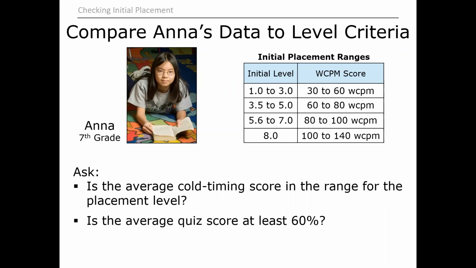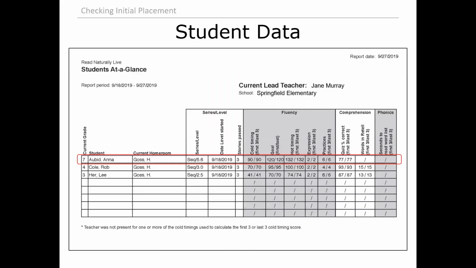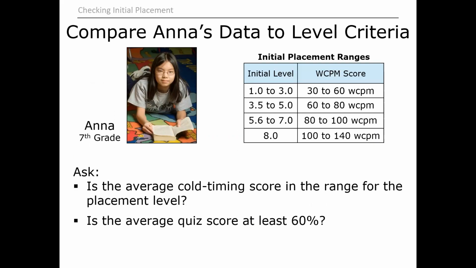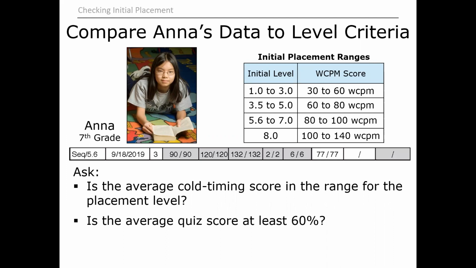Here is that placement table. I'm going to take Anna's data right off of this students at a glance report, and I'm going to ask you those two questions about the cold timing and the placement level, and the quiz. I will ask both questions one at a time, and all the data you need to answer the question is going to be on your screen. I will pause for a moment and see if you can identify the answer before I reveal it.